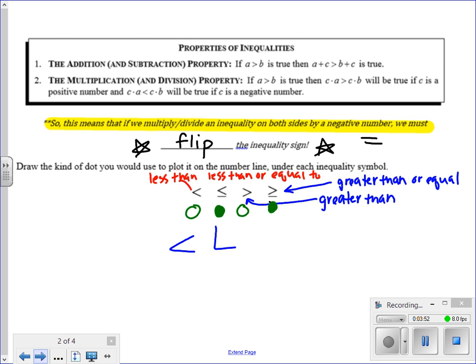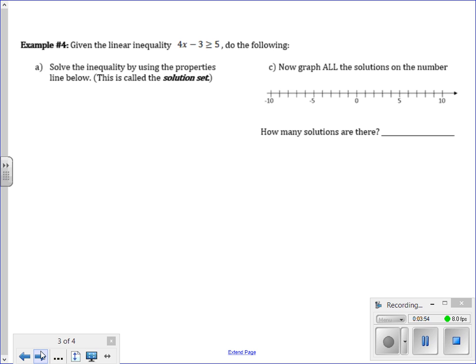Let's get to a couple examples here. In example 4, it says, given the linear inequality 4x minus 3 is greater than or equal to 5, do the following. First is to solve the inequality and find the solution set. The solution set is all the possible answers. So to start, I'm going to write the inequality that was given to me: 4x minus 3 is greater than or equal to 5.